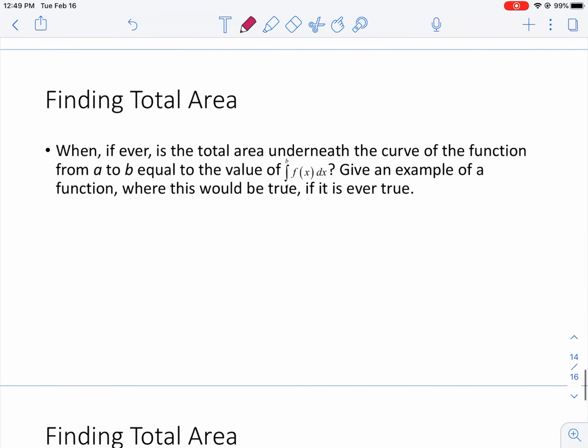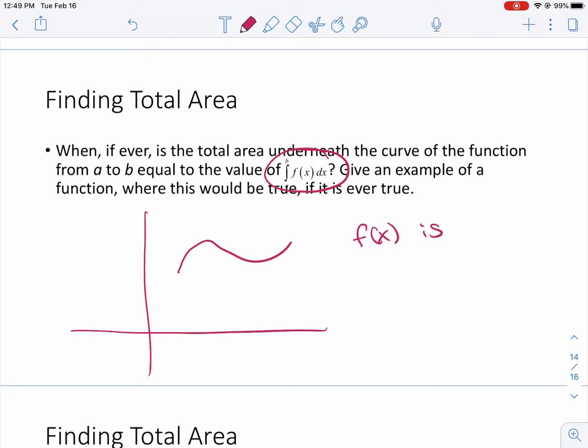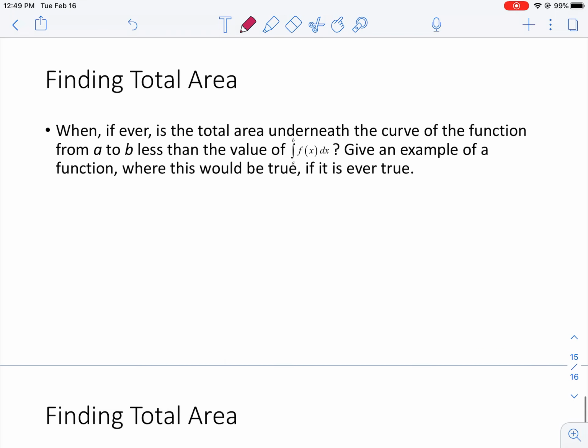Okay. So let's ask ourselves a question. When, if ever, is the total area underneath the curve of the function equal to the integral on that interval? Okay, so the only way that your total area and the value of the integral would be equal to each other is if f of x is all positive or all above the x-axis, right? Because that's the only way that those two would be equal to each other. Otherwise, the integral would have some netting out, something that's being subtracted from it, right?